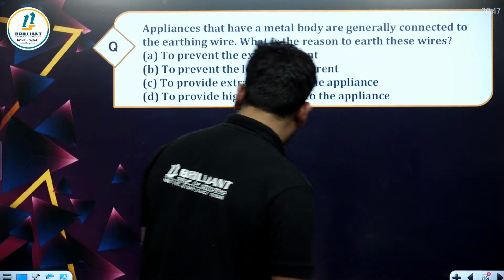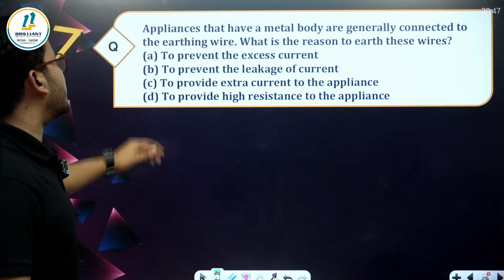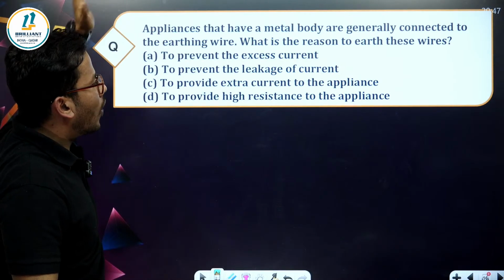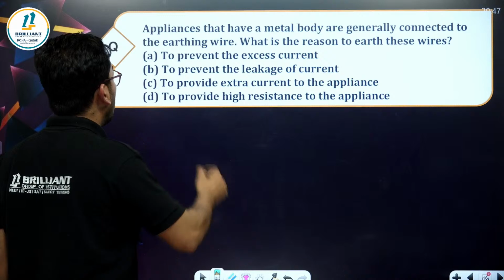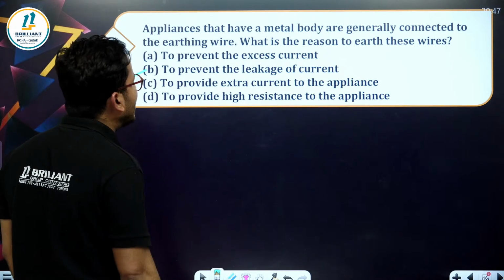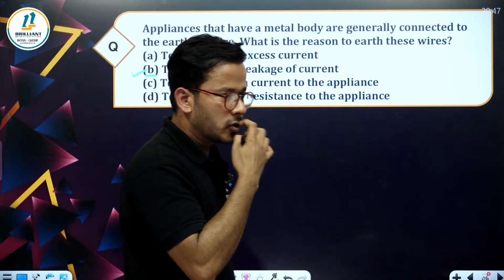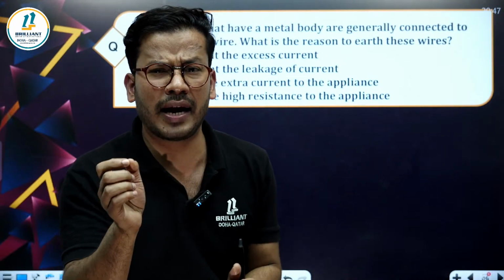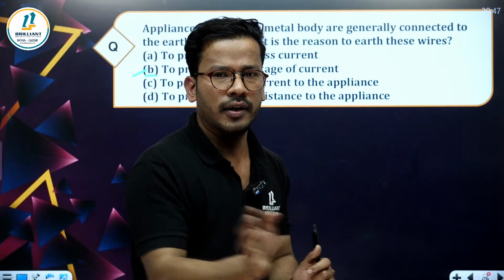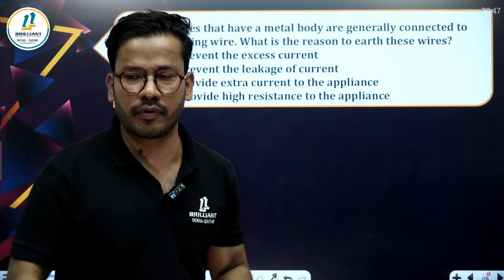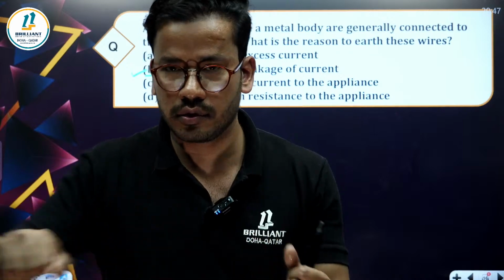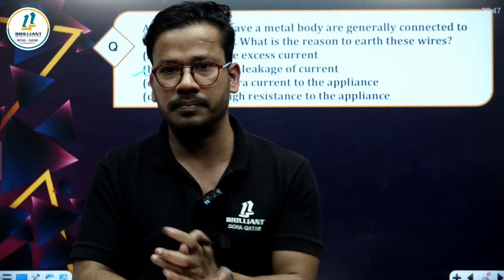Thanks. So appliances that have a metal body are generally connected to the earthing wire. What is the reason? So we know the answer will be to prevent the leakage of current. Guys, you often get an electric shock while you touch a metallic body, right? Say a fridge. Sometimes when you touch a fridge, you get a very mild electric shock, very little, and then you start telling your family, hey, see here, I'm getting an electric shock. Sometimes it happens with electric irons and all.